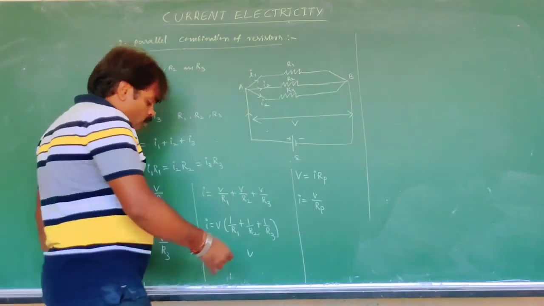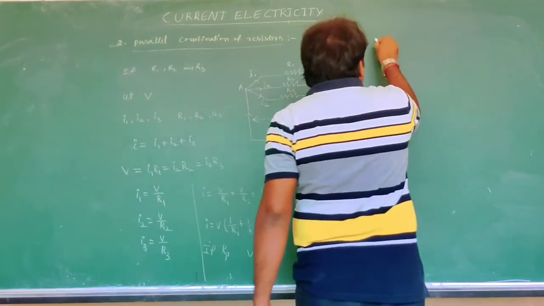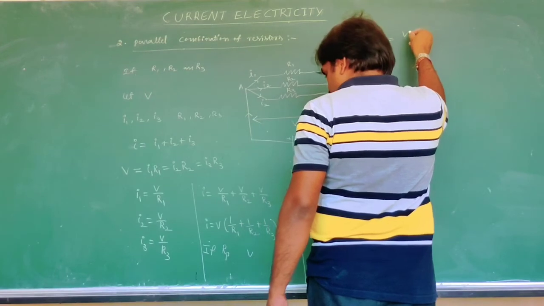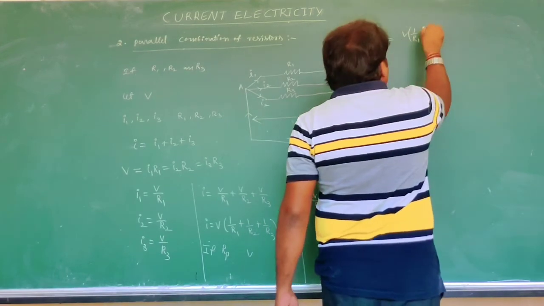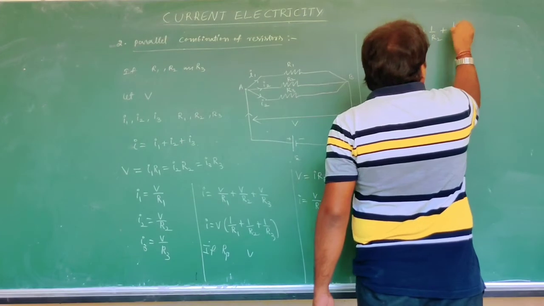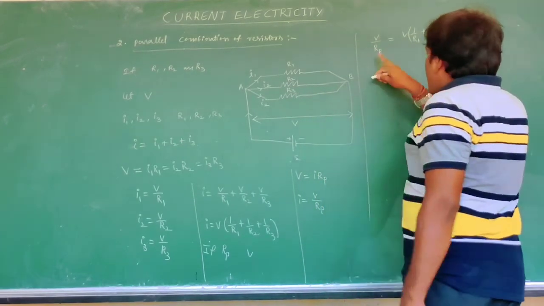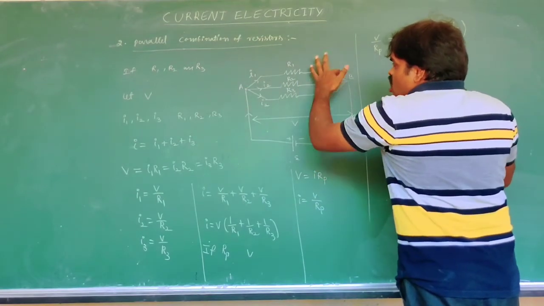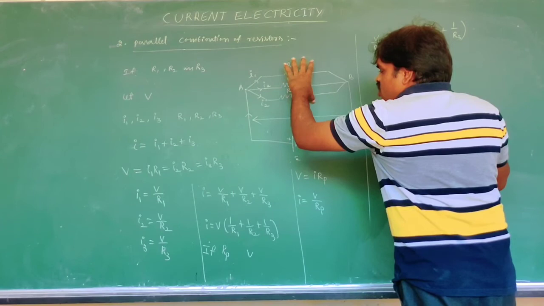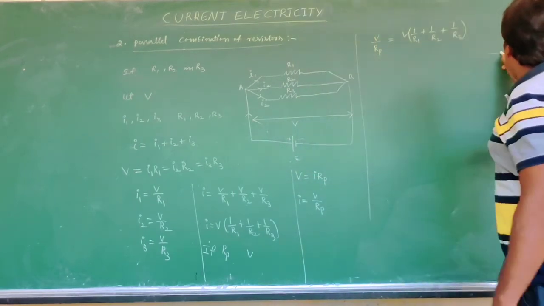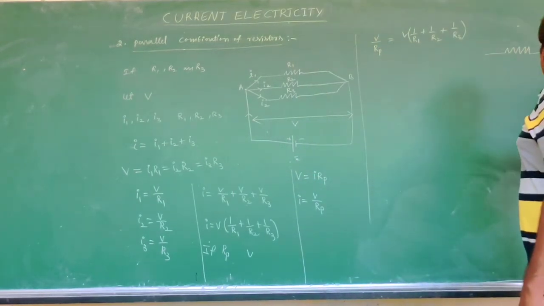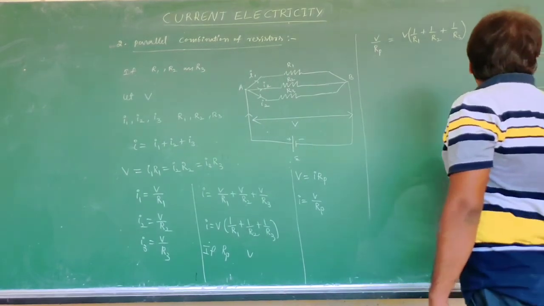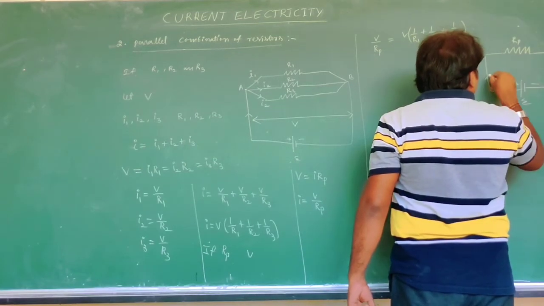That is, we substituted here V by Rp is equal to V common, 1 by R1 plus 1 by R2 plus 1 by R3. Here Rp is the equivalent resistance of this parallel combination of the resistors. Then we can draw the diagram in terms of Rp. You can see here, this is the Rp, then epsilon, then current I will flow.